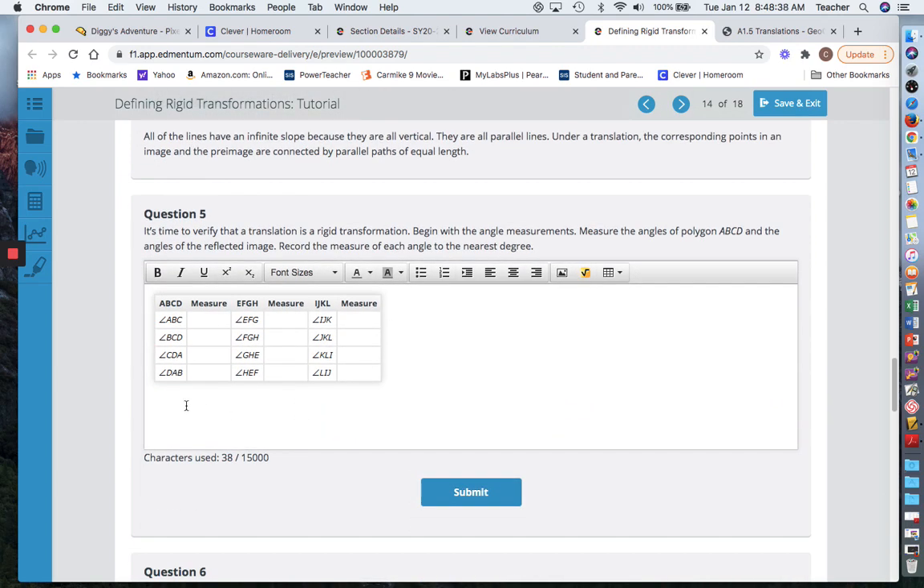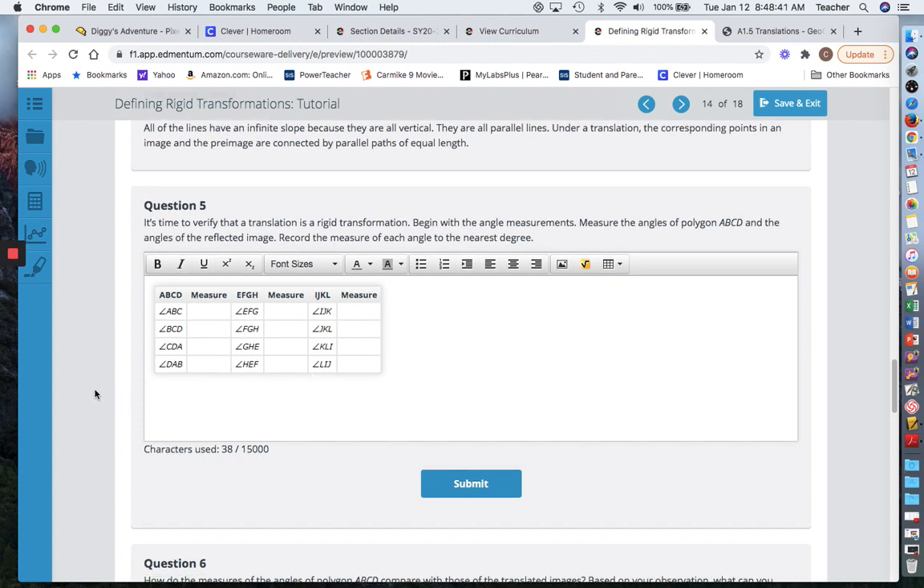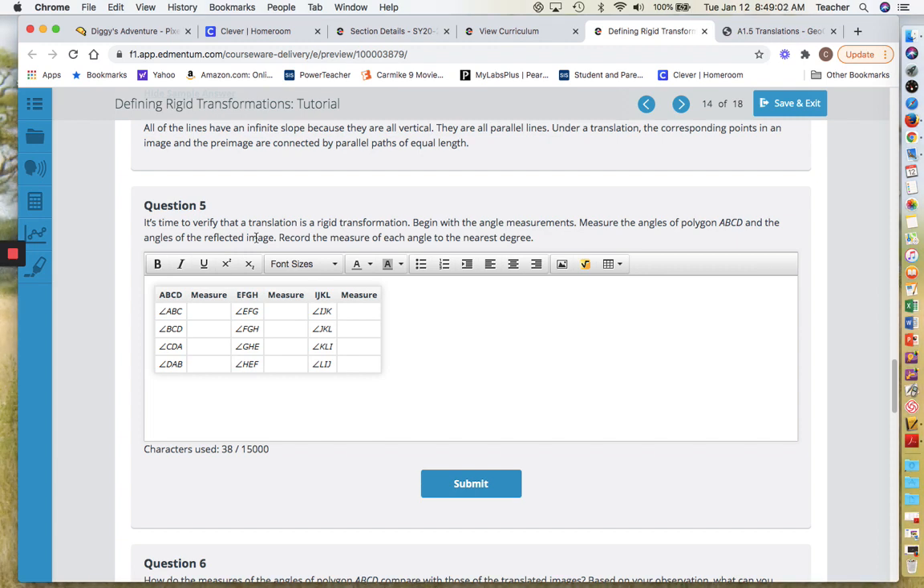Okay. Looks like I'm finding angle measures in question 5. It's time to verify that a translation is a rigid transformation. Begin with the angle measurements. Measure the angles of polygon ABCD and the angles of the reflected image. Record the measure of the angle to the nearest degree. Reflected image. I think that's a typo. There is no reflected image here. There's a translated image, but there's no reflected image. So I think that's just a typo, you guys. But remember, they all will be the same.